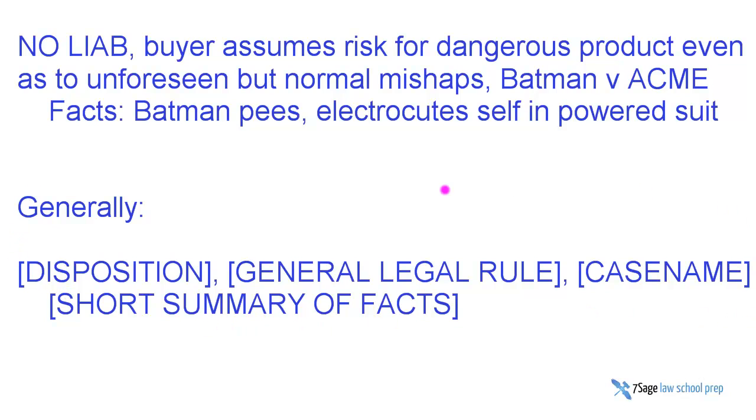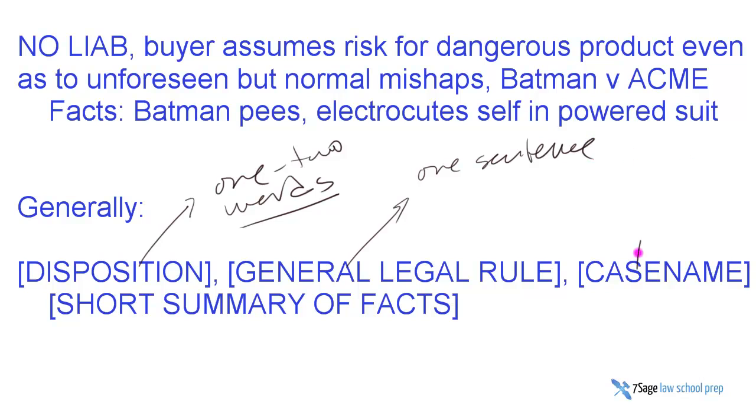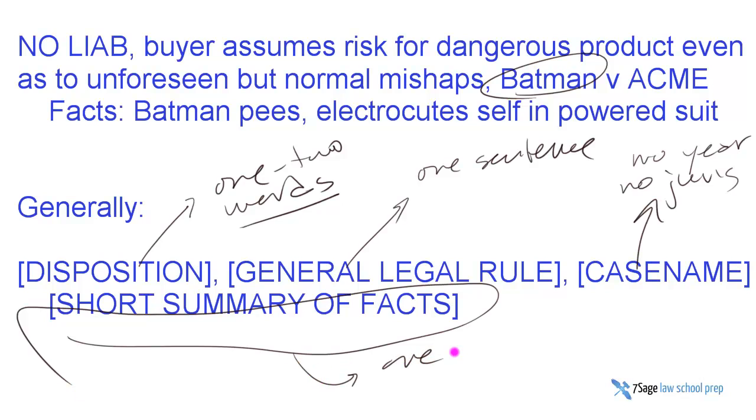This is the algorithm for adding a case to an outline. Disposition. Okay, sorry, 1 or 2 words, nothing more. Generalizable legal rule. 1 sentence. Case name. You might even just put Batman if there are no other Batman cases, and you don't need jurisdiction or year. And then a short summary of the facts, 1 to 2 sentences. This is how you outline. Now the next step is learning how to fit these into a coherent outline, but that's for part 2, 3, 4, 5, or however many I come up with.